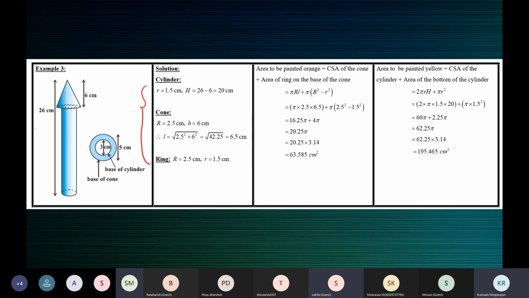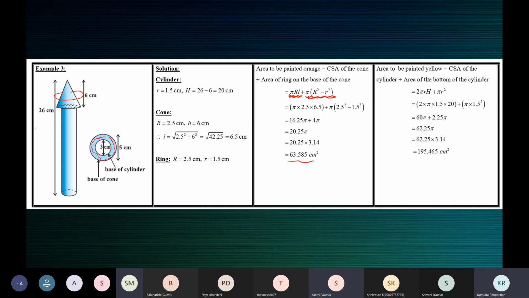All right. So once you have these values clearly, now we'll find the area to be painted orange and yellow. Orange is cone. So in the cone, what is visible? You can paint the CSA of the cone and the ring which you see. This is the curved surface area of the cone, and this is the area of the ring. Substitute.